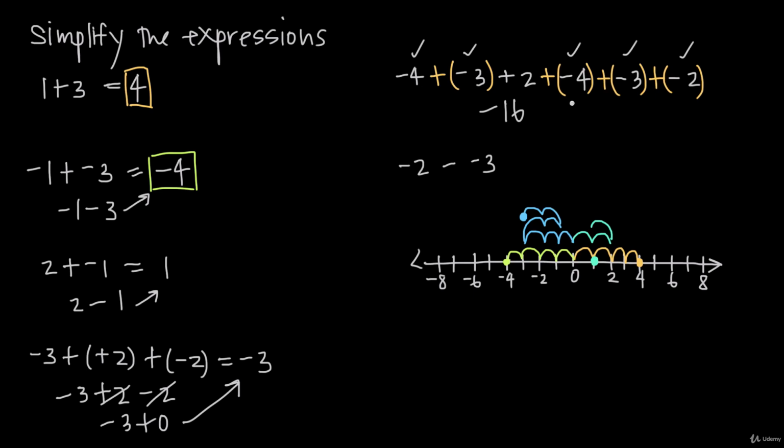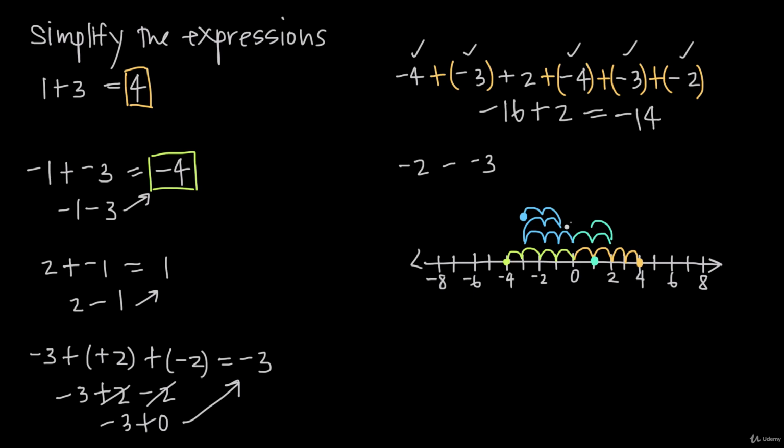The only positive number is this plus 2, so we say negative 16 plus 2. And if we think about this on our number line, negative 16 would have us start at the origin and move to the left 16 units, and then the positive 2 would have us come back 2 units, so the solution here is going to be negative 14.